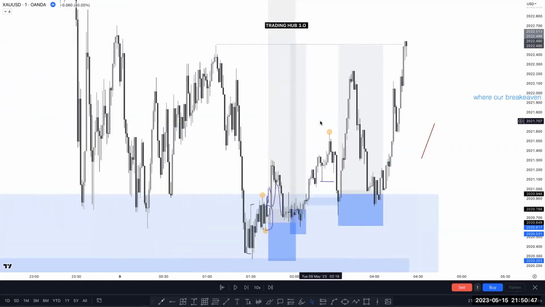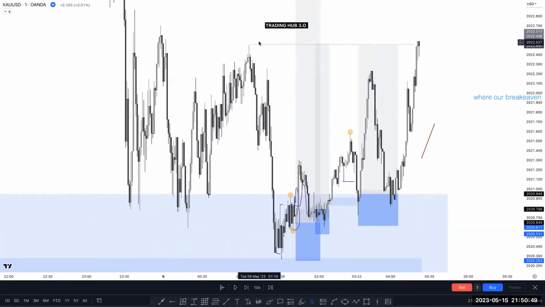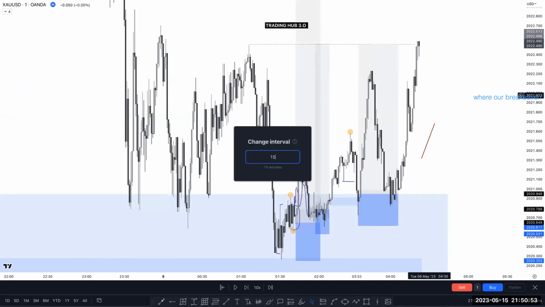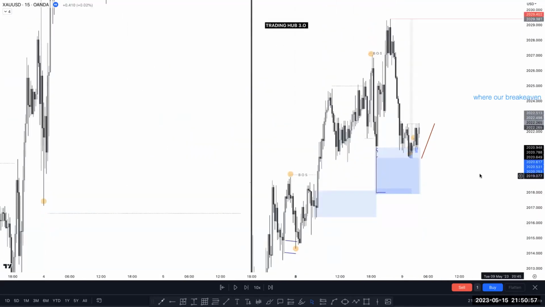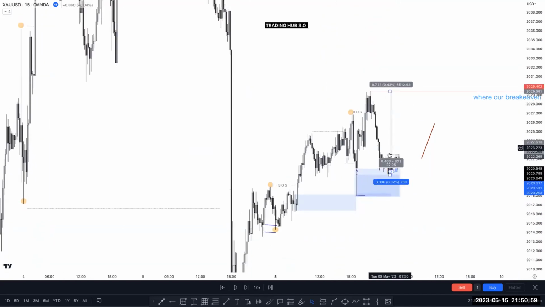Where is our break even? At this point, because this is a 1 minute time structure, if you switch here to the 15-minute time frame, then you will see a big difference. Look at this one. The 15-minute high is here. This is our first break even point. Or you can take a small partial here also.